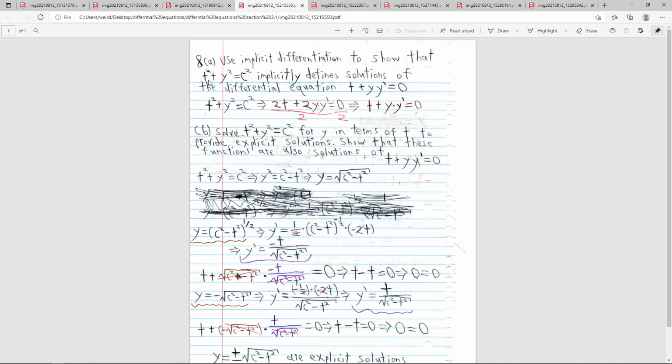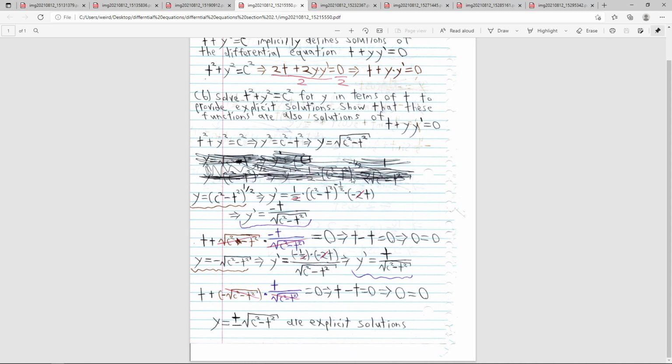You basically take the derivative of t squared plus y squared equals c squared, make the derivative of the whole thing, and it can be shown to be t plus y times y prime equals 0. And now for part b, we have to solve t squared plus y squared equals c squared for y in terms of t to provide explicit solutions. Show that these functions are also solutions of t plus y times y prime equals 0. This one takes a bit more work than the last one, definitely.